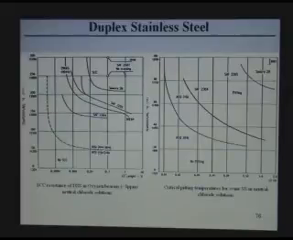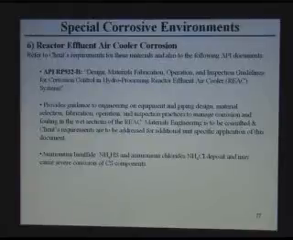Also, this curve helps show you how stainless steel compares. Duplex stainless steel is here, this one and the other one. Also, you notice here, the duplex stainless steel is here, and 304 and 316 are far below. So this gives you some good guidance on how to select the material.